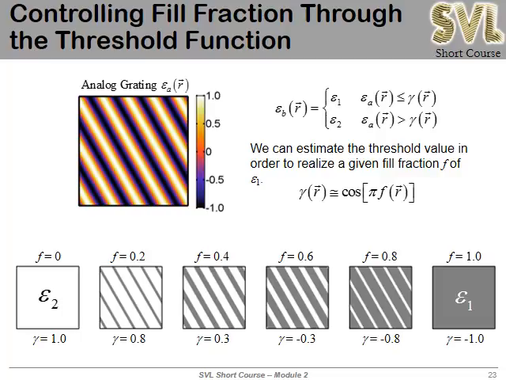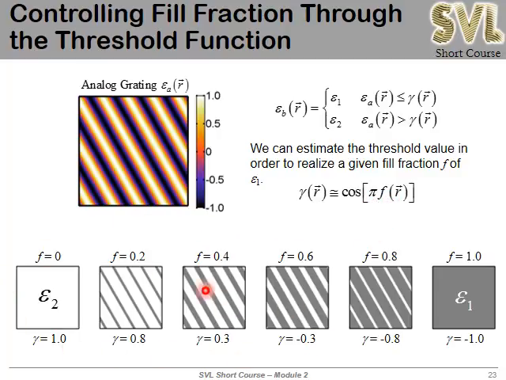So if this threshold value is a function of position, we can control our fill fraction as a function of position. One might ask, if we know that we want a fill fraction of 35%, how do we know what the threshold value is to realize that? Well, here's a way we can do that. We build a function of fill fraction. This is more intuitive for us to understand. And the threshold value we need to realize this fill fraction is simply cosine of pi times f.